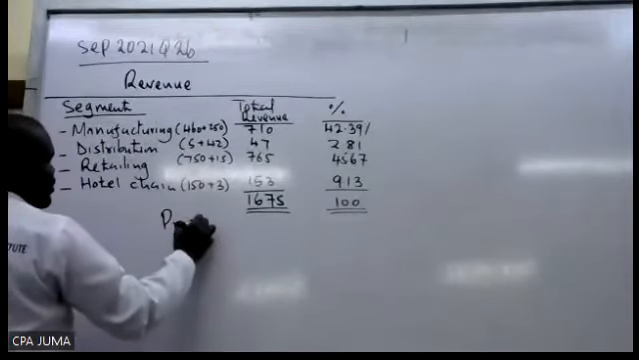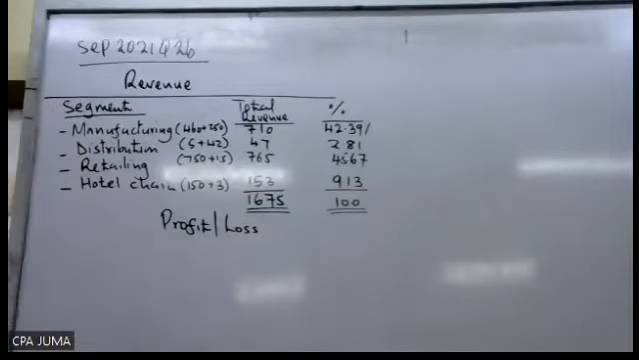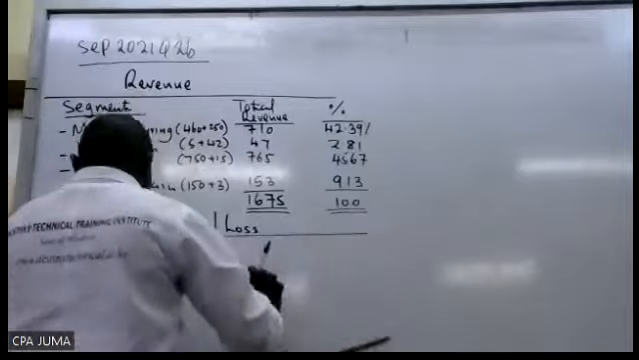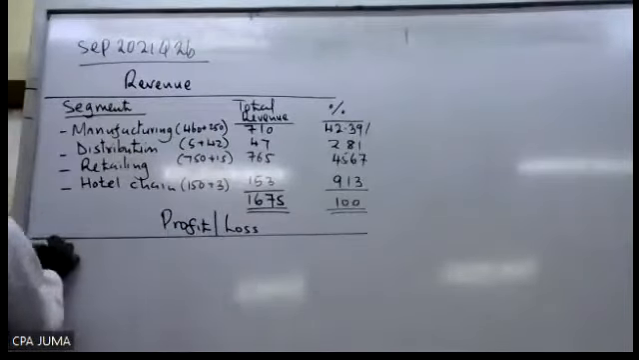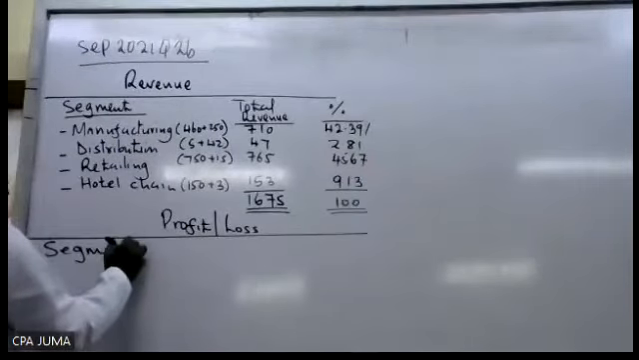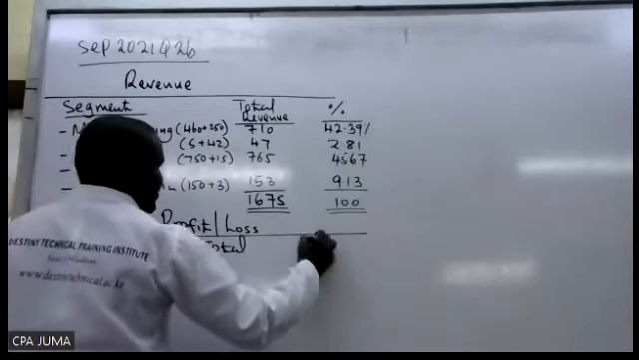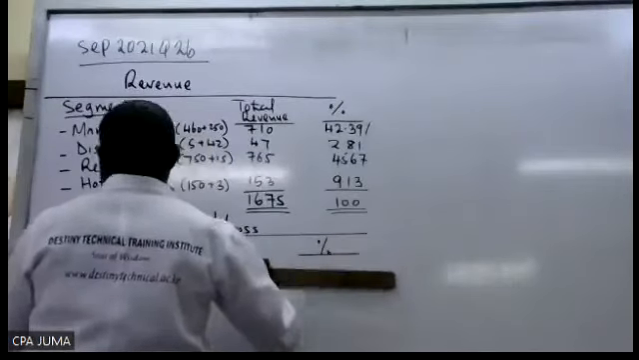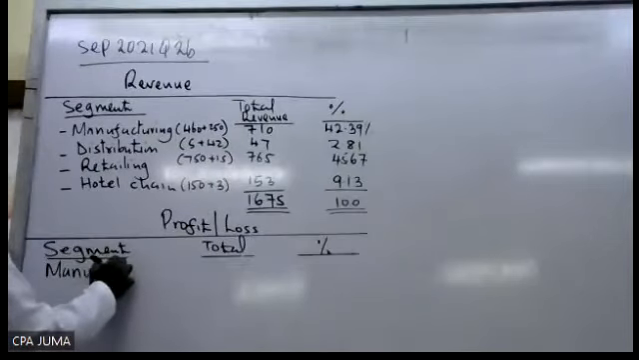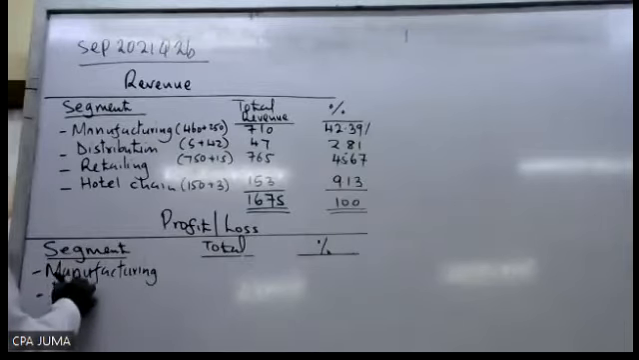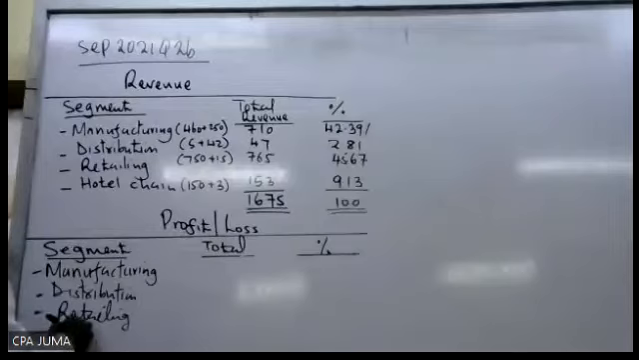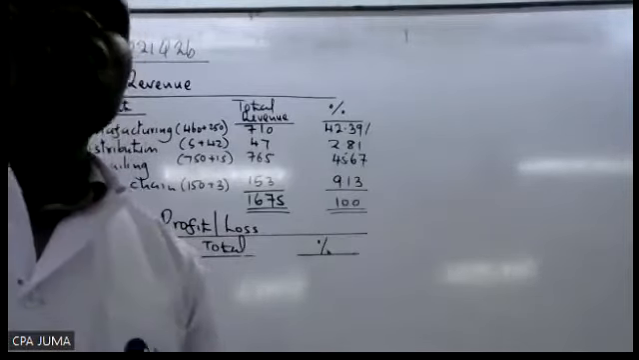Let's go to profit or loss. So profit or loss, the same thing there, segment. Then you say total, then the percentage is there. So manufacturing, distribution, retailing, and hotel chain. Now, before you write hotel chain, can you stop at retailing first? Stop at the retailing. Then can you read what we wrote about the profit?